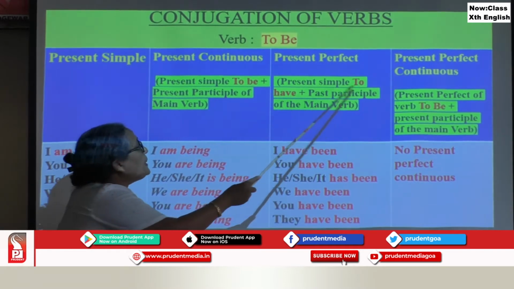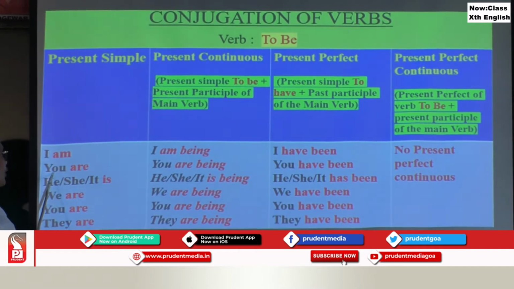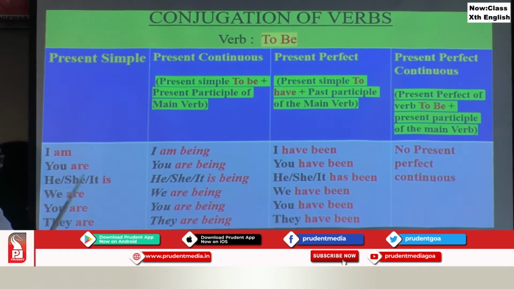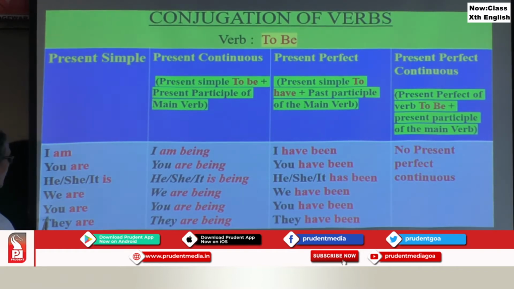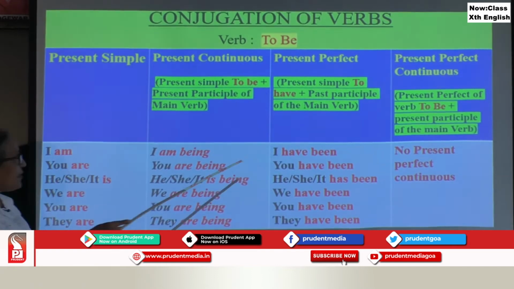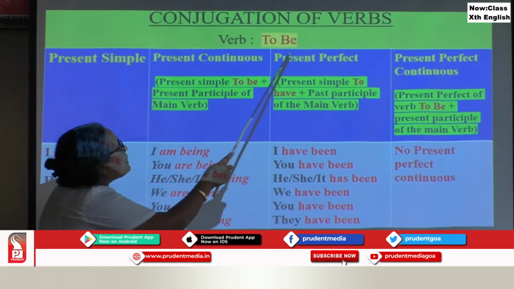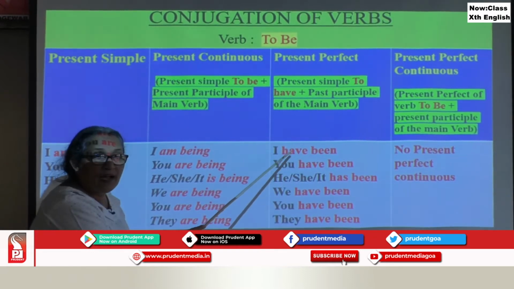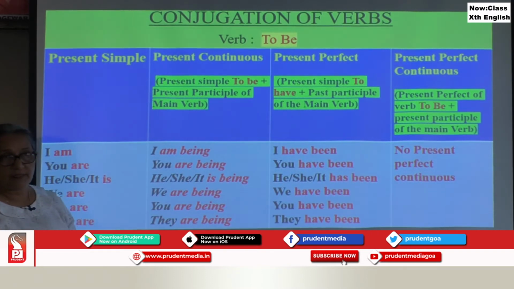What is simple present of verb to have? I have, you have, he, she, it has. We have, you have, they have. So simple present of verb to have: I have. Past participle of my main verb, be, is been. I have been. You get present perfect.